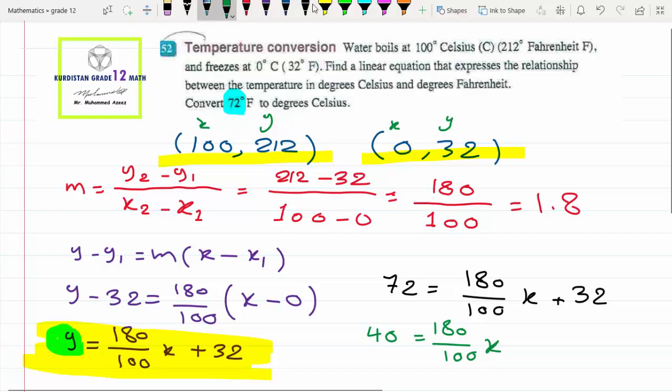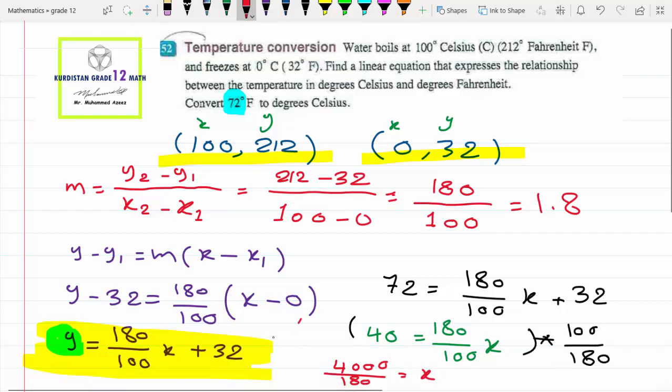And we are dividing, so simply we are multiplying both sides by the opposite of this fraction, which is 100 over 180. Why? Because this 180 is going to cancel this 180, this 100 is going to cancel this one, and this fraction appears on the other side. So 40 times 100 is 4000 over 180 equals x. 4000 over 180 equals x.